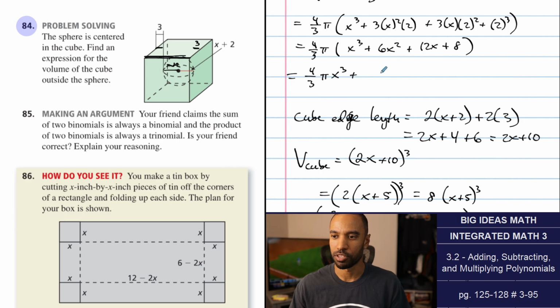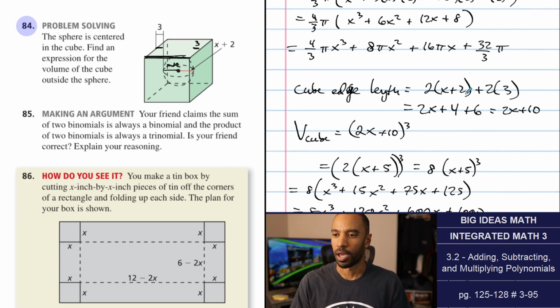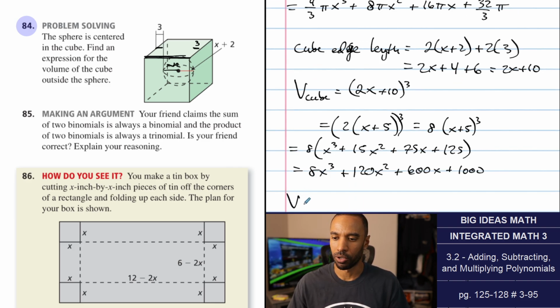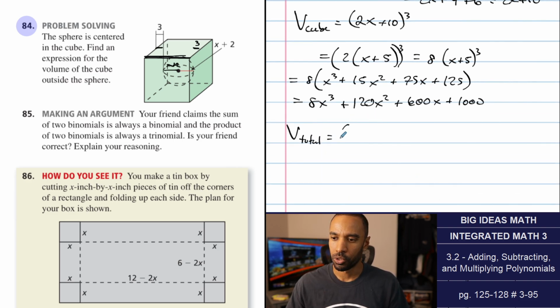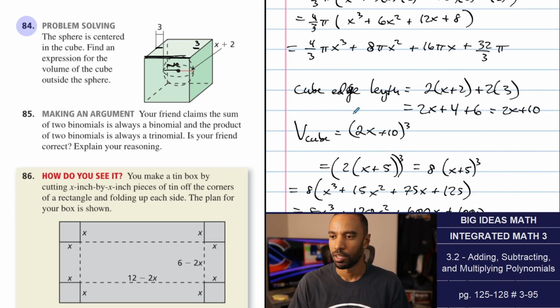4/3 pi x cubed plus 4/3 of 6 is 8, so 8 pi x squared, plus 4/3 of 12 is 16. I'm definitely fretting over time here. And 4/3 of 8, that's 32/3 pi. Okay, so my total volume equals 8 minus 4/3 pi x cubed. I'm going to keep them all as separate things here. I'm doing this minus that.